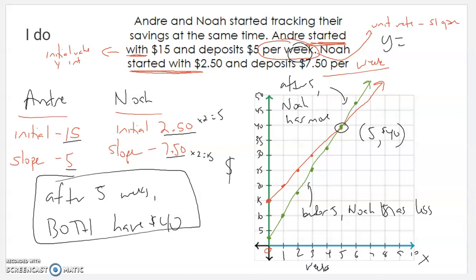There's usually a point where somebody starts with less, but they do something faster, and there's a point at which they cross, and then after that, the person who saves more each week passes the person who started with more. That's how they usually end up looking.